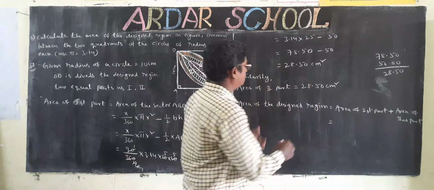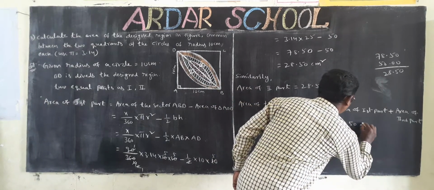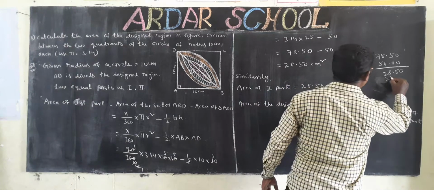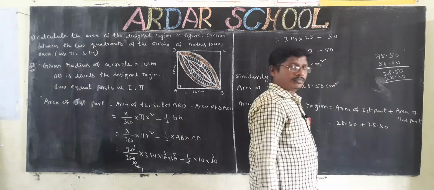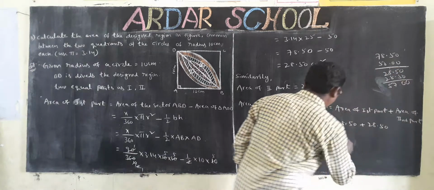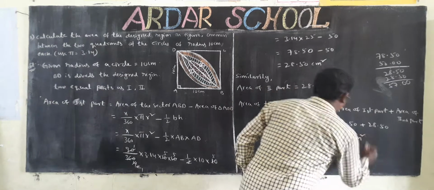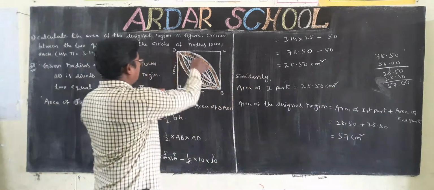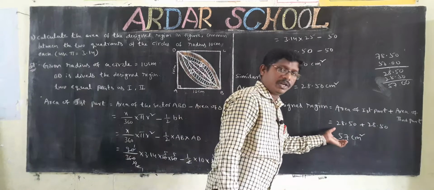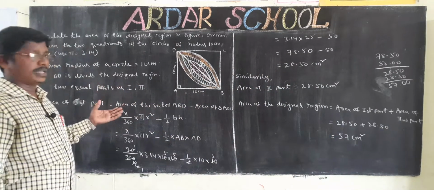Area of the first part is 28.50 plus 28.50, the second part is also. So 28.50 plus 28.50 is 57. That is 57 centimeters square. Okay. So this is the area of the total design region. Area of the total design region is equal to 57 centimeters square. So this is the most important sum regarding the 10th class public exam. Okay.